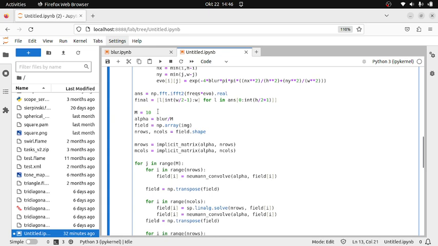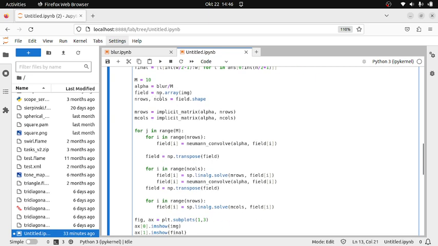And then this just computes the FFT, and this here is the code for our ADI method. We divide it into 10 time steps, and alpha is the blur we want to apply divided by m. Then we create a NumPy array out of the image. We extract rows and columns, and then we create a matrix for the rows and a matrix for the columns. In the case of the Lena image, because it's a square image, this matrix will end up being the same in every direction, but as I mentioned, this is not true in general for rectangular ones.